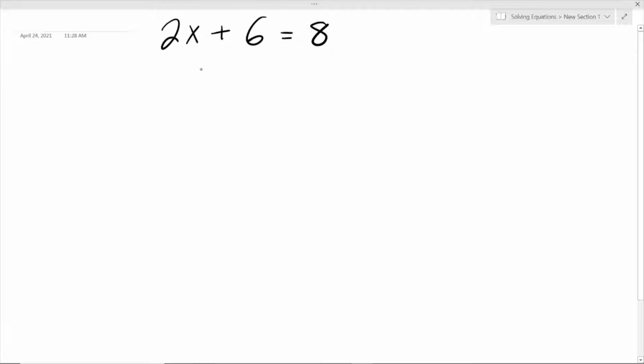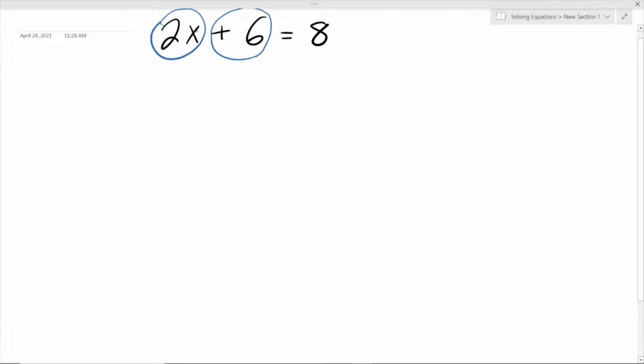Looking at this equation, the first thing we have to do is recognize that we have two terms. 2x is the first term, and the second term is plus 6. So there are two terms on the left side, and there's a term on the right side, 8. The terms are separate, and we want to get rid of this 6 right here. We want to keep x by itself.